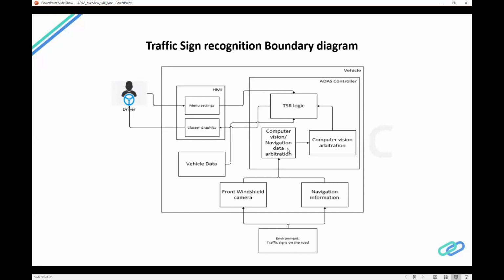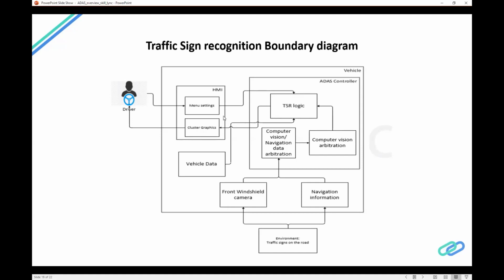where the logic is used to determine which speed limit is correct, which speed limit to be shown to the driver. And once that arbitration is achieved, it goes to the TSR logic. The TSR logic typically has two jobs. First job is, of course, to display the correct graphics in the cluster. And second job is to send that output to any other features, like adaptive cruise control, which might be using that information.